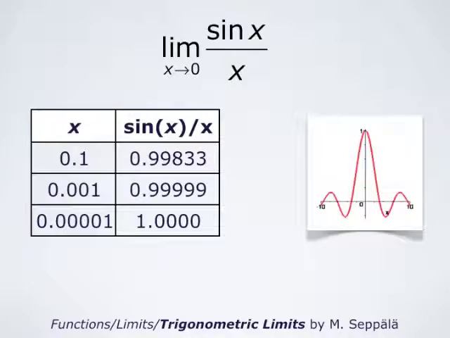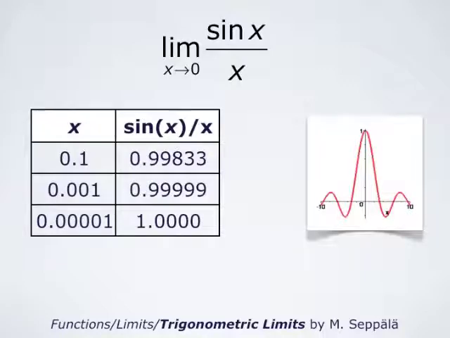Consider the expression sin of x divided by x. Substituting x equals 0 gives 0 divided by 0. This is not a number. One may try to approximate the limit of sin of x divided by x as x goes to 0 by evaluating the expression sin of x divided by x for small values of x.